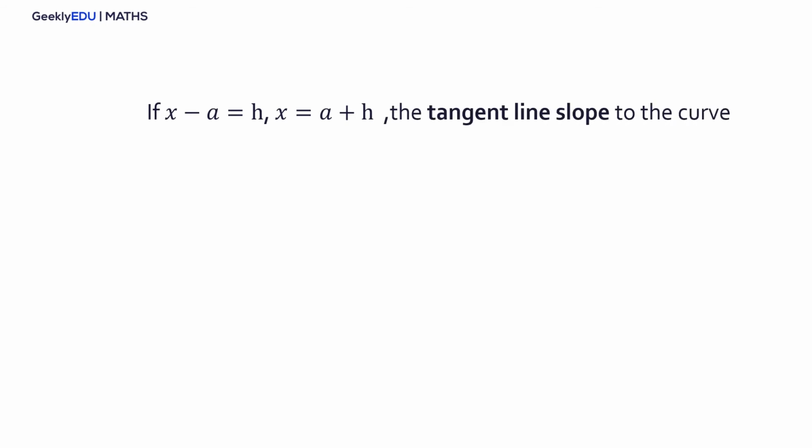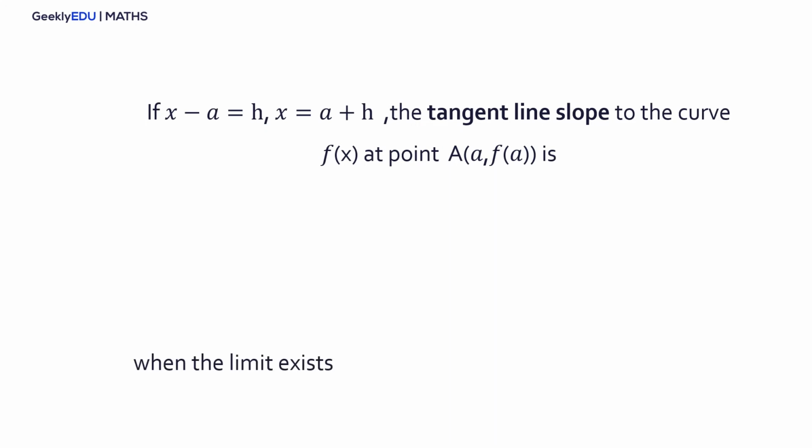We can simplify the expression of the slope of the tangent line at a point of the curve defined by f of x if we substitute x minus a for h, being x equal to a plus h. In this case, the limit is as h tends to 0, and the slope exists when the limit is well defined.